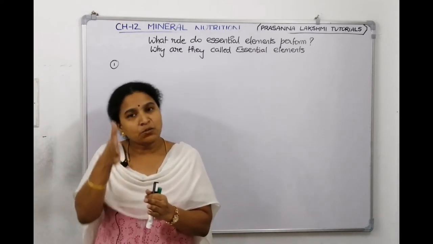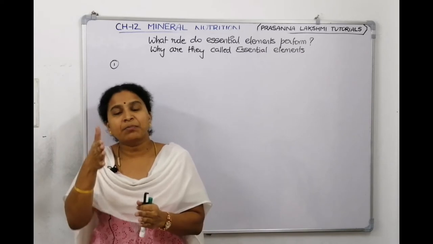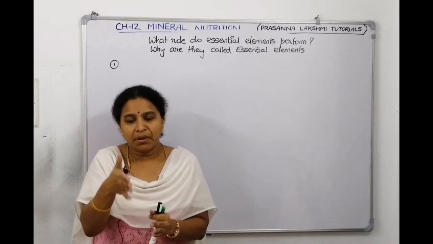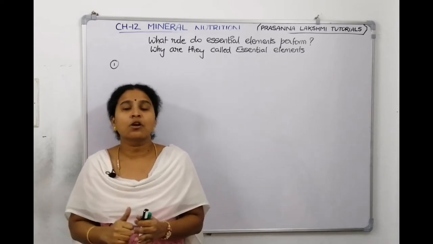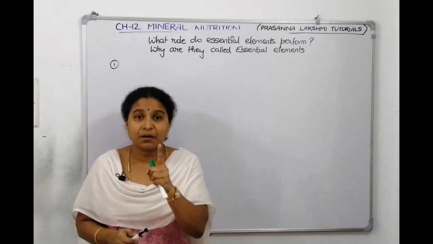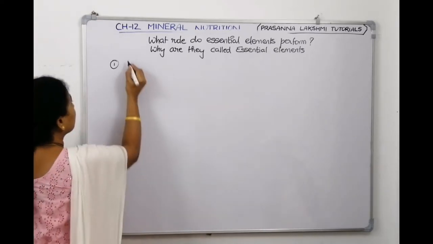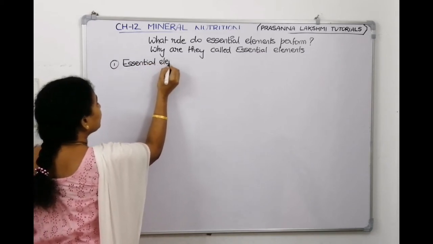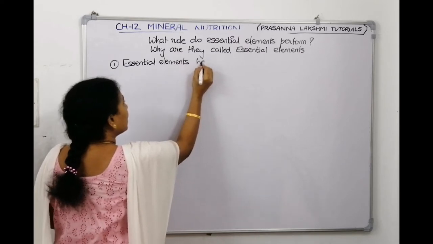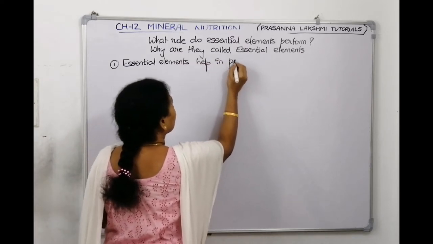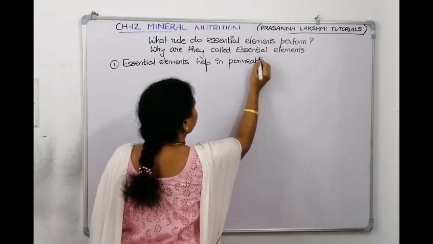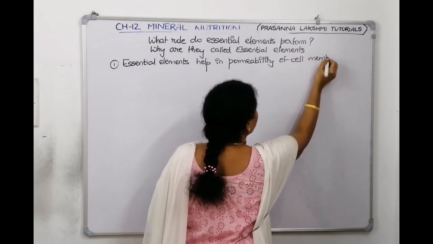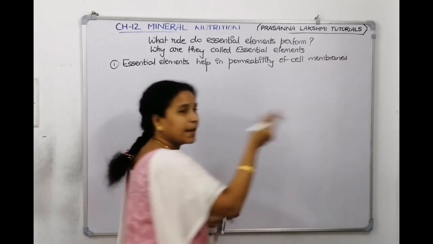It means permeability is very important. And who is taking care of that permeability? The cell membrane. And who helps the permeability? Ions, minerals help in the permeability. That's the first role. What's the first role? Essential elements help in permeability of the cell membrane. Let me write it down. So, essential elements, meaning minerals, help in permeability of the cell membrane. They help the membrane to permit the substances across.